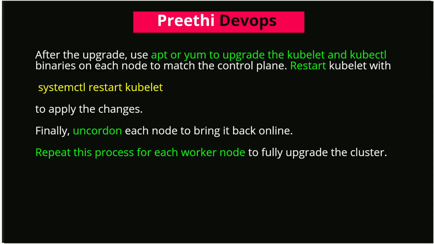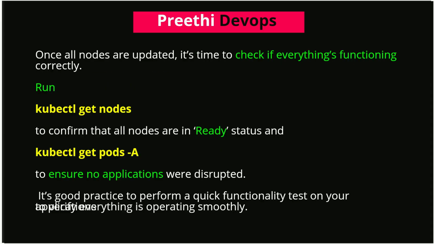After the upgrade, use apt or yum to upgrade the kubelet and kubectl binaries on each node to match the control plane. Restart kubelet with systemctl restart kubelet to apply the changes. Finally, uncordon each node to bring it back online. Repeat this process for each worker node to fully upgrade the cluster.